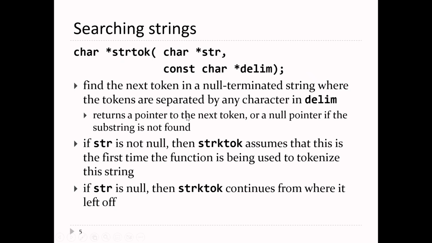All right, let's go through this slowly. When you call this function, it returns a pointer to the next token or field in the string. If it can't find the next token or field, then it returns a null pointer. So if this thing returns null, you know that you're done splitting the string into its individual pieces.